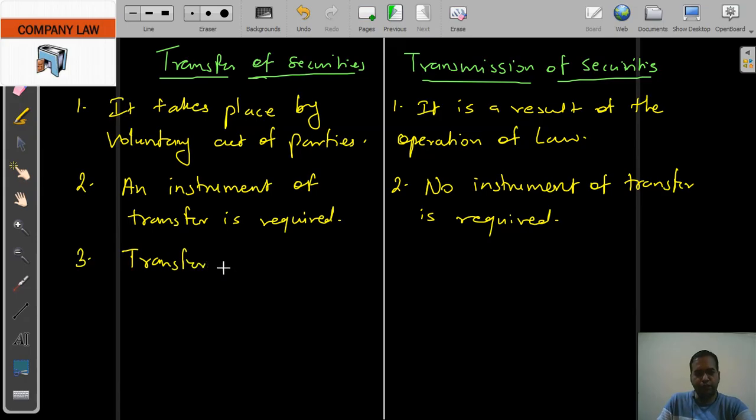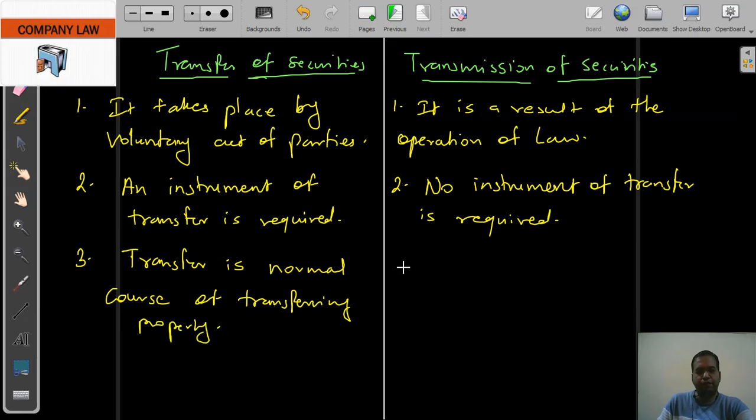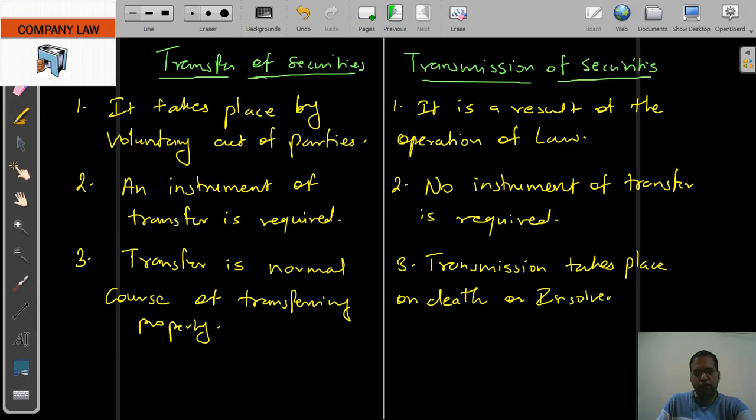Transfer is the normal course of transferring property. Transmission takes place on death or insolvency, that we have already studied. So transfer is a normal way of transferring, but transmission takes place on death or insolvency.